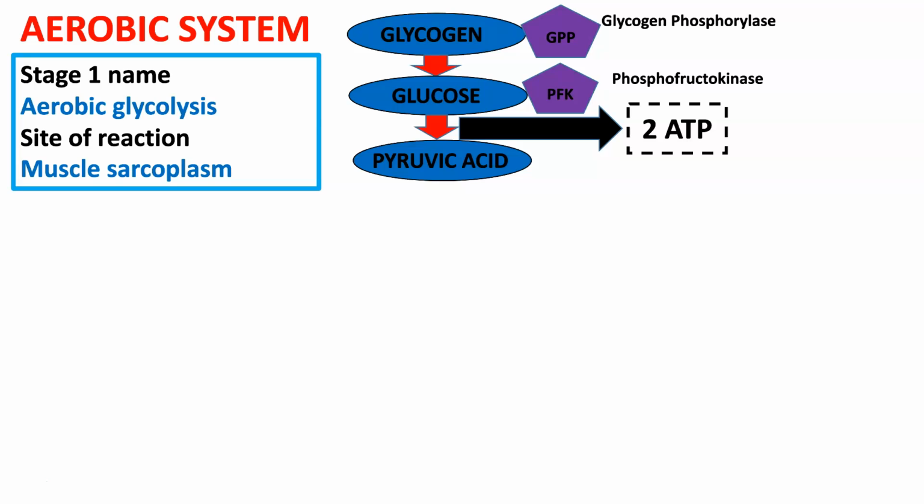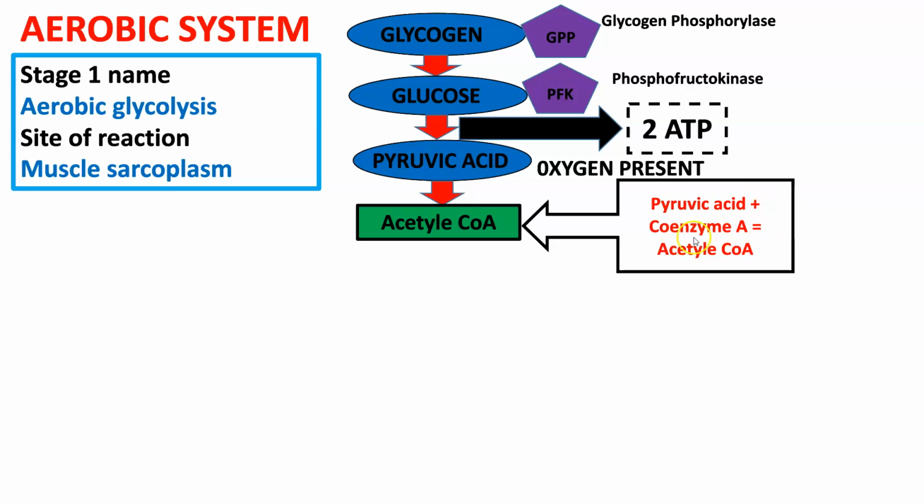This means pyruvic acid is no longer converted into lactic acid. It goes through a link reaction with an enzyme called coenzyme A. So pyruvic acid and coenzyme A produces acetyl-CoA, and this allows access to the powerhouse of the muscle cell, which is the mitochondria, which allows us to go into the Krebs cycle. So I'm going to quickly show you this next part. Okay, so oxygen is present. Pyruvic acid now combines with coenzyme A, which equals acetyl-CoA, acetyl-coenzyme A, but you can say it as acetyl-CoA.